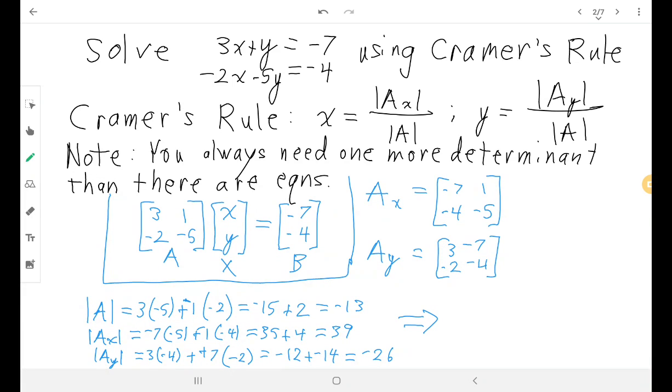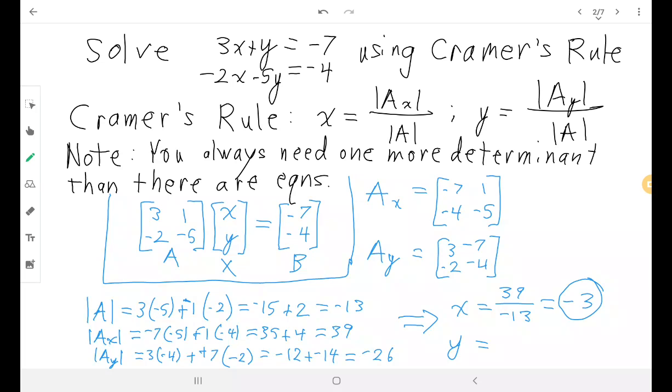And so then here's what Cramer's rule says. It says that to find the value for x, that is that x right there, you take the determinant of A sub x, which we now know is 39, over the determinant of A, which is -13, and 39 divided by -13 you'll find is -3. Oops. Circle that a little bit better.